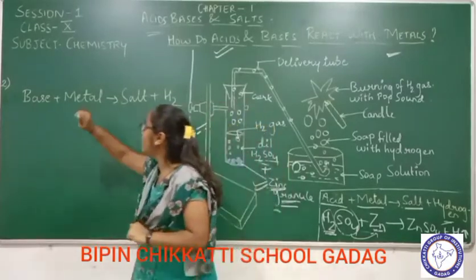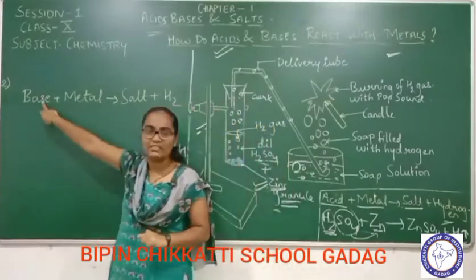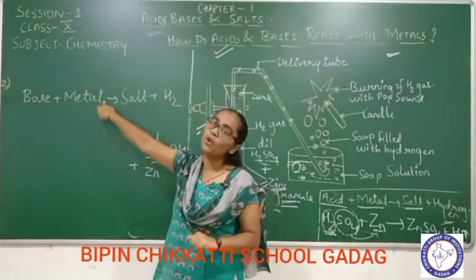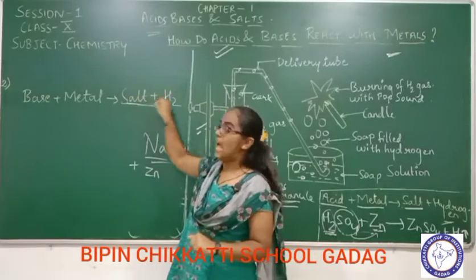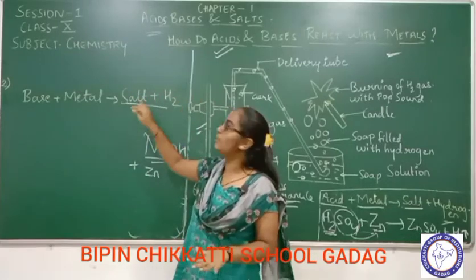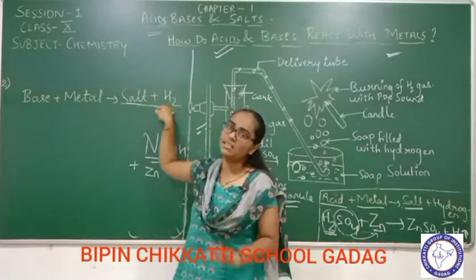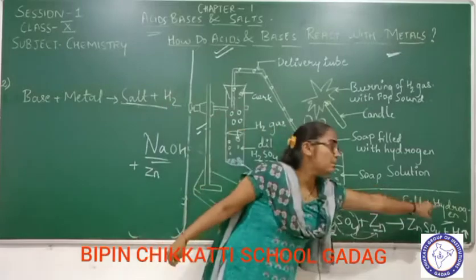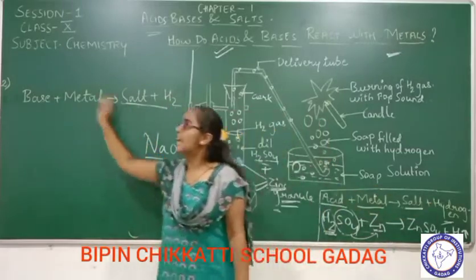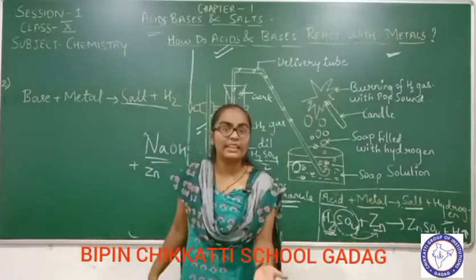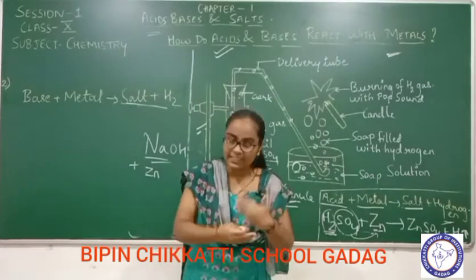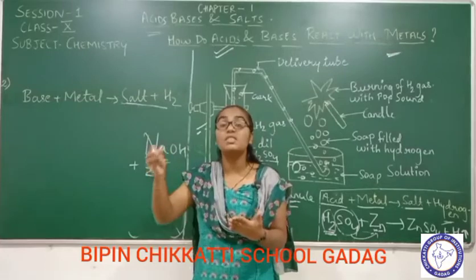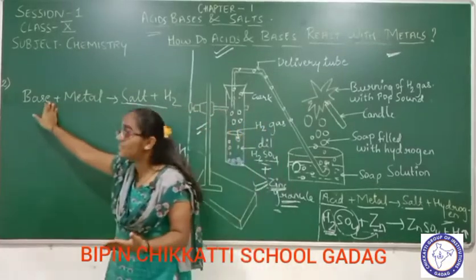Now here also the same thing. When the base reacts with the metal, it will form salt and hydrogen gas. The product and the byproduct are similar, but the reactants were different. What are reactants? Reactants are the materials which, when they react with each other, form certain new substances. So these are the reactants.